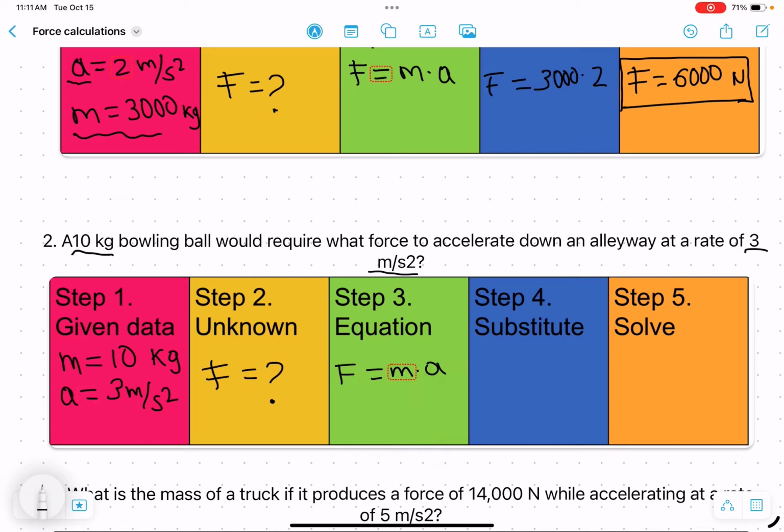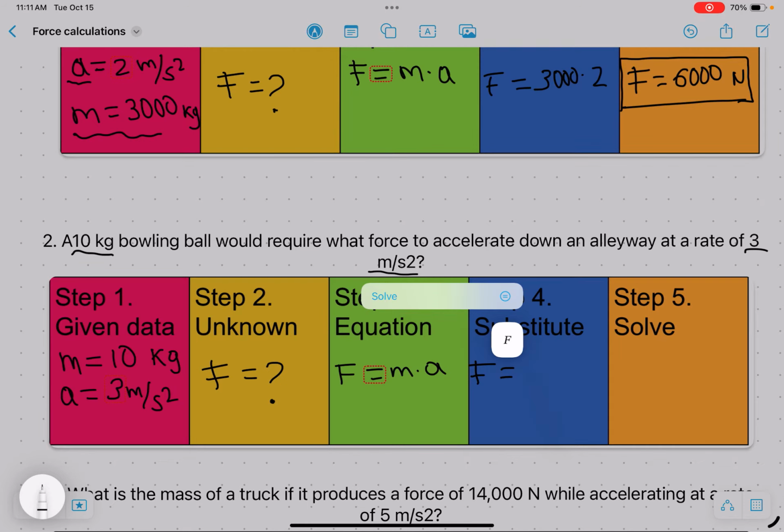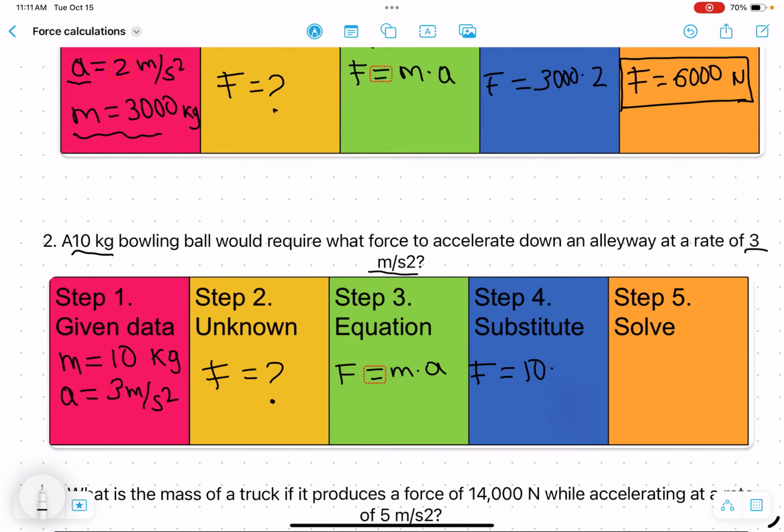So what do you need to do? You substitute. So force equals mass, which is 10, times acceleration, which is 3. Remember, this square right here is not part of the formula. It's part of the units. It doesn't mean that you have to square something. It's just part of the units, okay? So how much is 10 times 3? That's 30. So force equals 30. 30 what? What are the units for force? Newtons. And that is the second problem. Let's do another one.